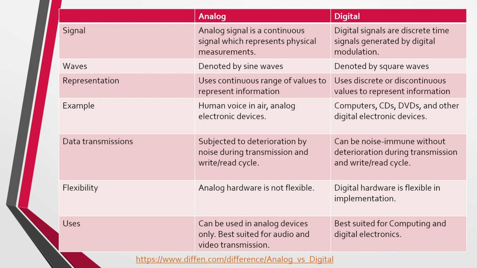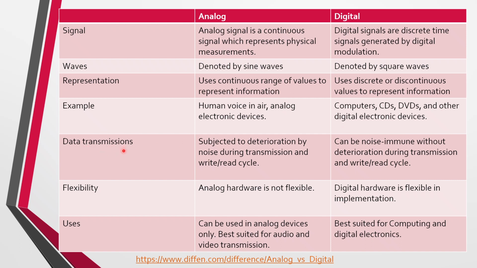Waves are denoted by sine waves in analog, and typically by square waves in digital, as we saw. Analog representation uses a continuous range of values to represent information. Digital uses discrete and discontinuous, so not continuous, values to represent the information. An example of analog is the human voice in air, which we didn't mention there. And of course, analog electronic devices would be an example of analog. Digital: computers, CDs, DVDs, thousands of other devices.